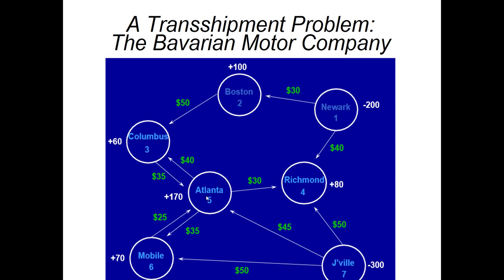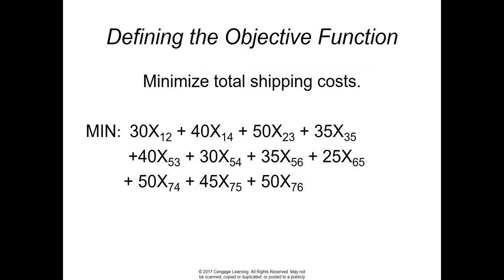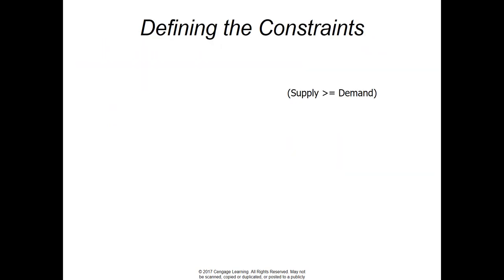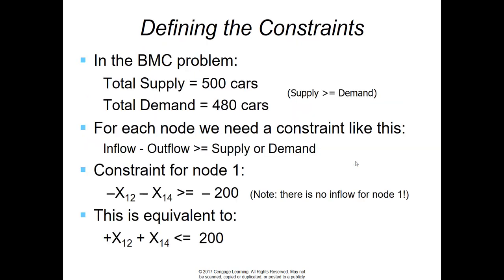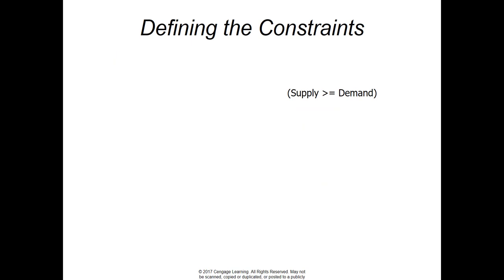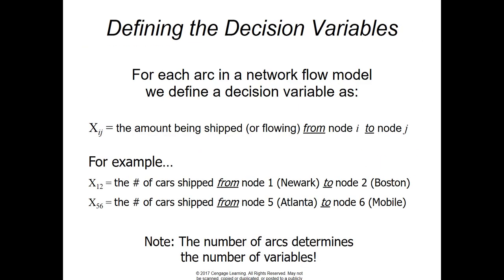And then we have inflow. The inflows are X35, X65, and X75. So XI5 are the inflows of this node. Basically, because the total supply is more than the total demand, we have to write equations at each node level: inflow minus outflow greater than or equal to supply or demand. That means for each station, for each node, we have to consider this equation.